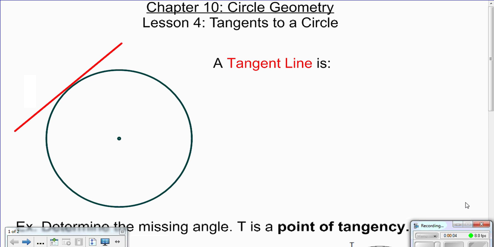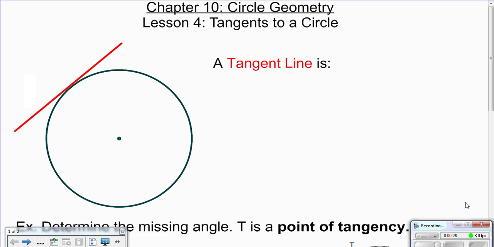Okay, this is our last circle geometry lesson. There are only 4, because there's only 4 properties we're talking about. And so the last property we are talking about is the tangent property. If you haven't done so yet on your word wall, you should add a tangent line. And on your tangent line, you should also label a point of tangency.